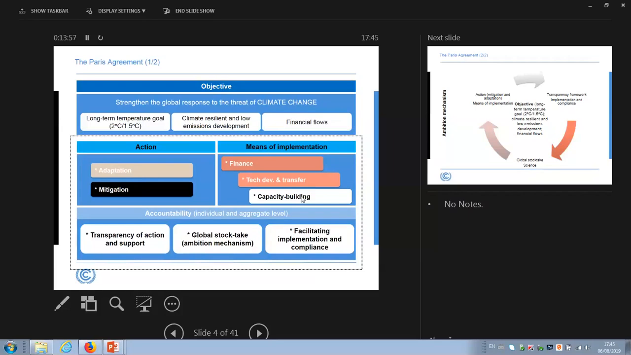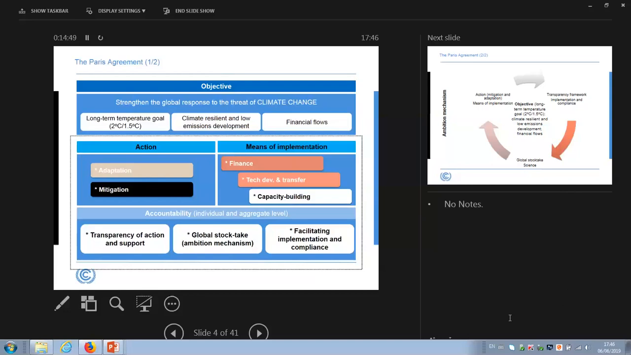the financial flows. In terms of strategy to achieve those objectives and those goals, the Paris Agreement considers both actions and means of implementation. In terms of action, broadly speaking, there are adaptation action and mitigation action. Regarding means of implementation, there are finance, technology development and transfer, and also capacity building. The Paris Agreement also has provisions related to accountability at both individual and aggregate level.